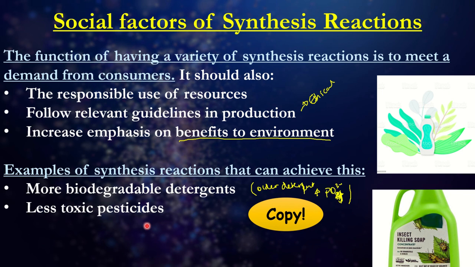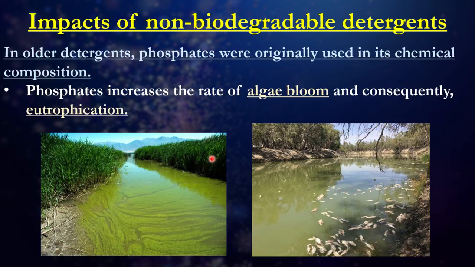Obviously, the use of pesticides is to get rid of any unwanted pests in the household. It could be for farming and all that. But at the same time, if the chemicals used are highly toxic, it's not good for human use as well, because we're exposing ourselves to toxins when we're just trying to get rid of pests. So that's some of the social considerations we need to take into account when we make synthesis reactions.